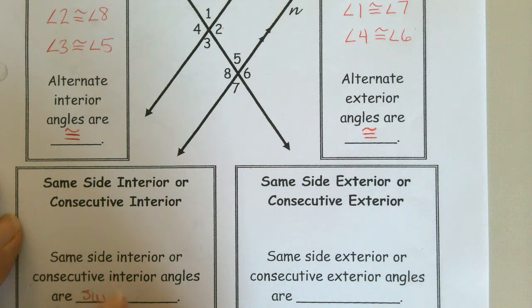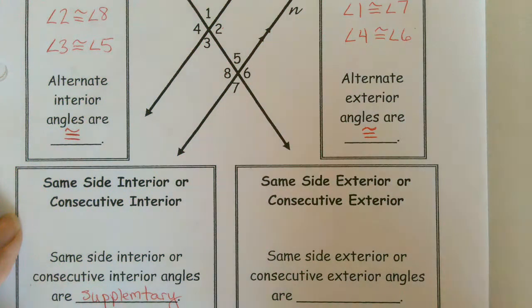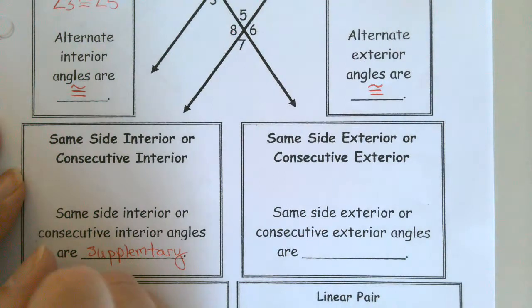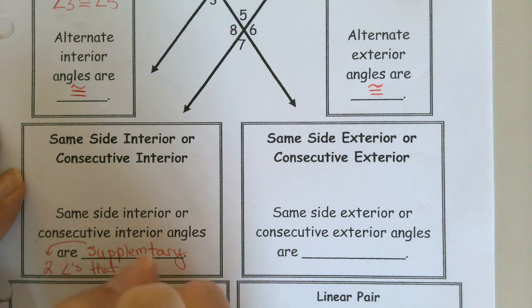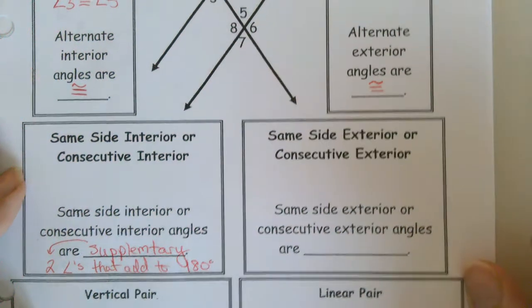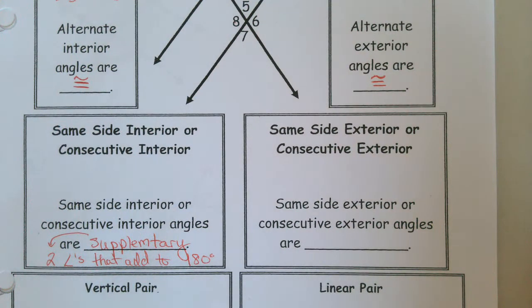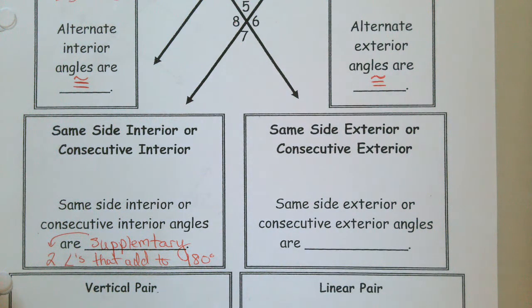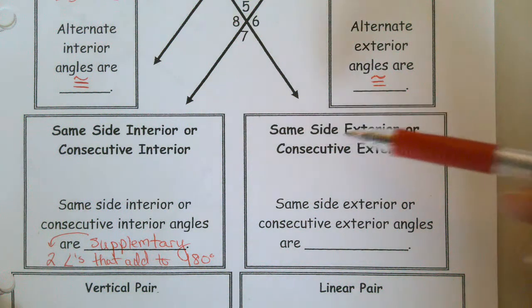They are supplementary. Do you guys remember what supplementary meant? Supplementary are 2 angles that add up to 180 degrees. So I'm going to write that down here. 2 angles. So the definition is supplementary. 2 angles that add to 180 degrees. All right, so supplementary are 2 angles that add up to 180 degrees. So now we need to find the same side interior. Notice we also have same side exterior.